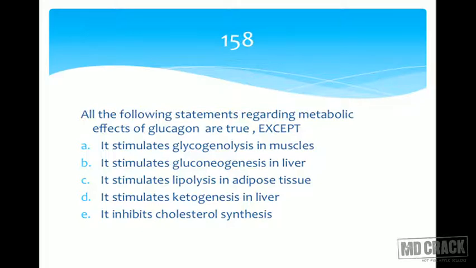So your answer is, it stimulates glycogenolysis in muscle. If the question had stopped at, it stimulates glycogenolysis, it could have been true. Yes, that is a metabolic effect of glucagon. It stimulates glycogenolysis, but not in the muscle. It stimulates glycogenolysis in the liver only and not in the muscle. In the muscle, what stimulates glycogenolysis?